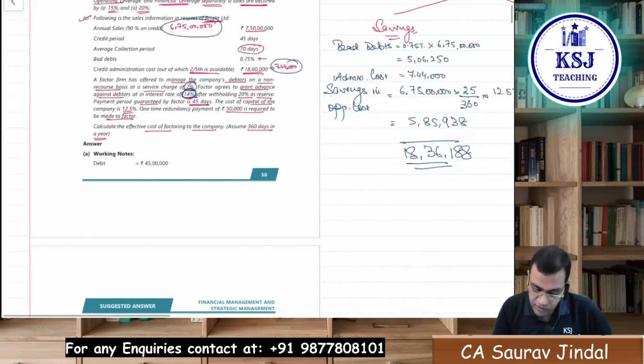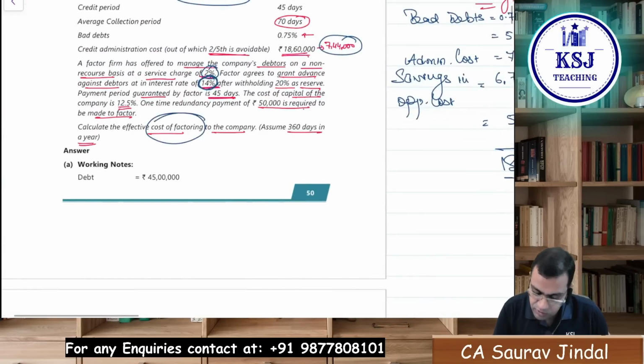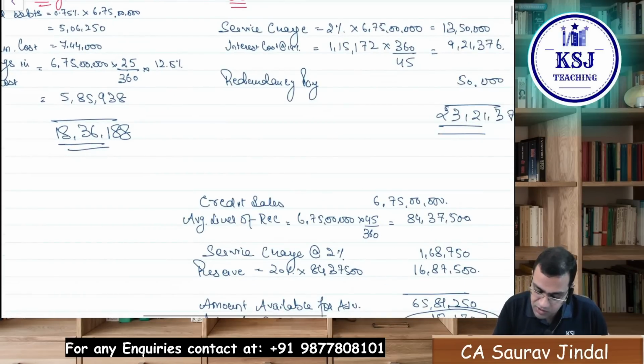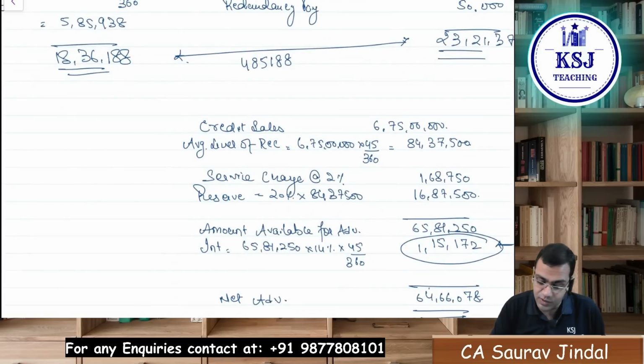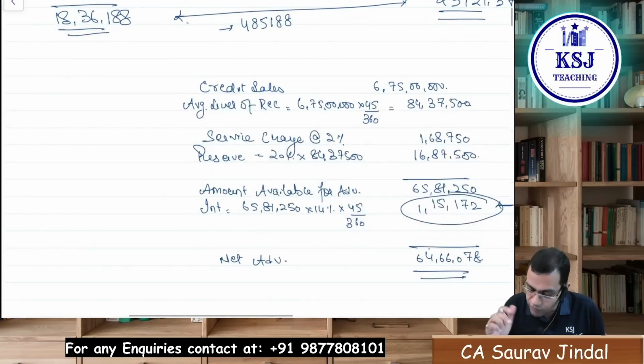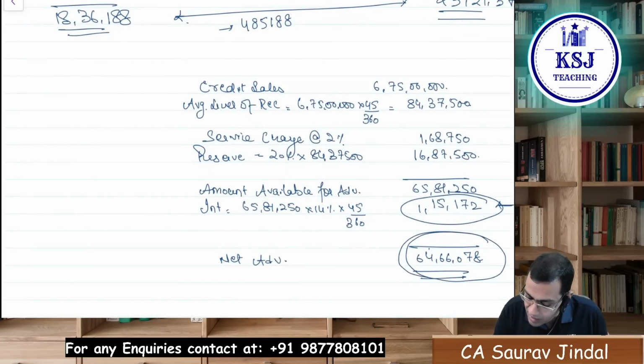The question is asking for the effective cost of factoring to the company. Effective cost means what is the extra cost that you have to incur: 23,21,376 minus 18,36,188. The cost that you have to incur is 4,85,188. This is the cost that the company has to incur for using this amount.